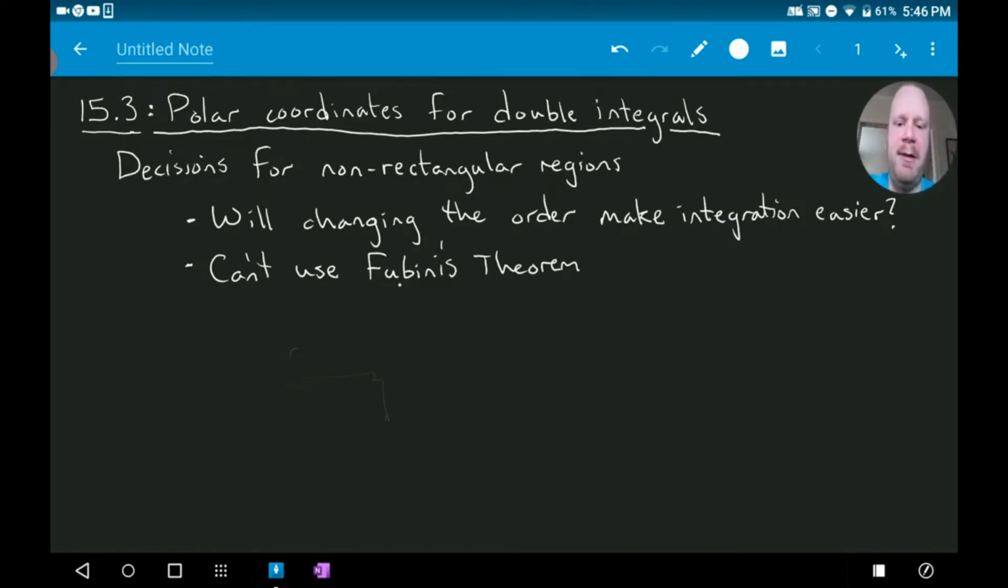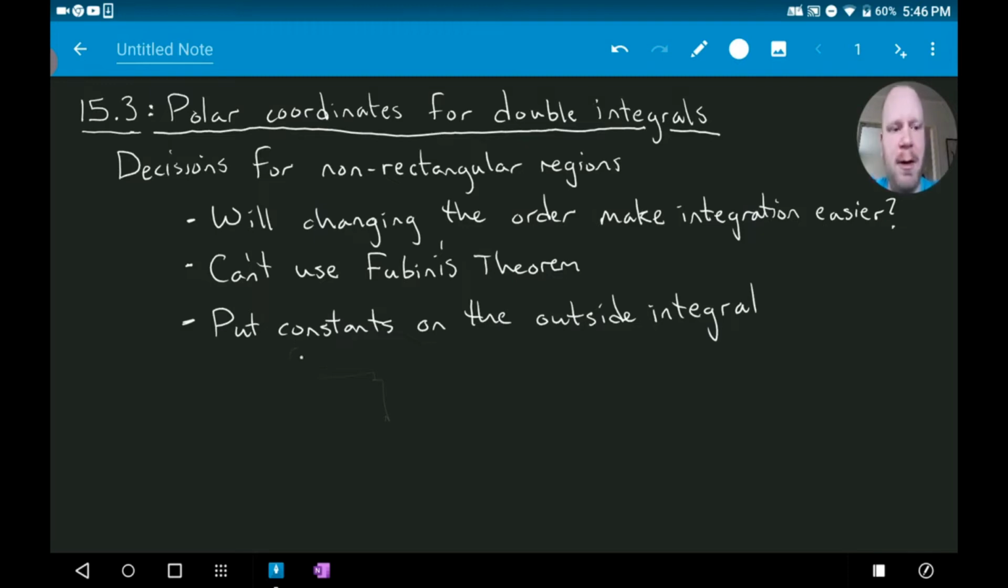That is to say, we can't simply just switch the numbers on the two integrals because we've got some functions for non-rectangular regions. We want to think about what the easiest way is to put constants on the outside integral. So we saw in the last video that last example was a demonstration of how putting the constants on the outside, sometimes the shape of your region is just going to make that a lot easier.